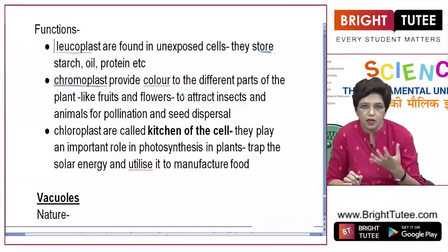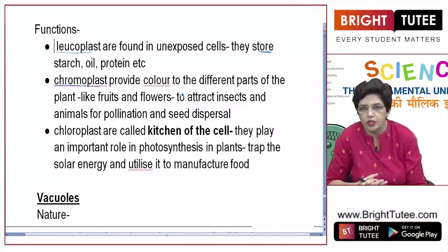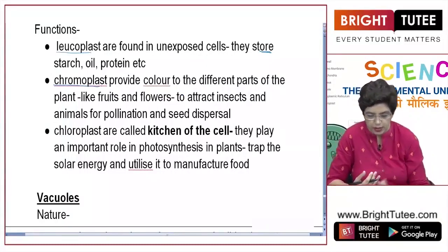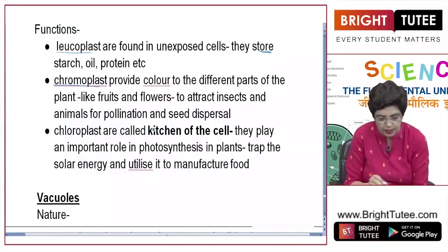So if the flowers are colorful, the insects are attracted towards them, and this helps in pollination. Similarly, if fruits are attractive, animals are attracted towards them. They eat the fruit and they help in seed dispersal. So chromoplasts attract insects and animals for pollination and seed dispersal.